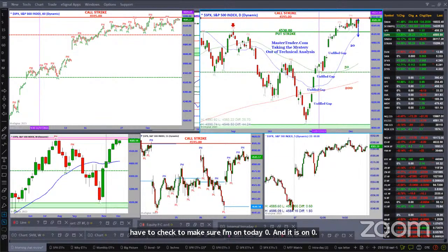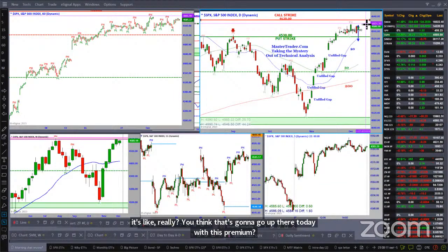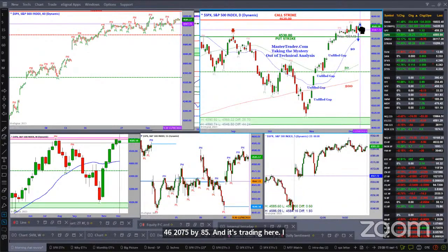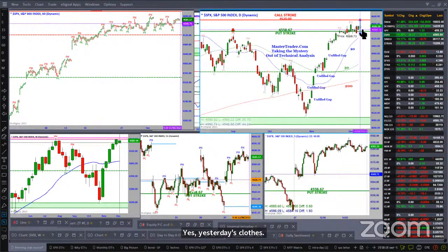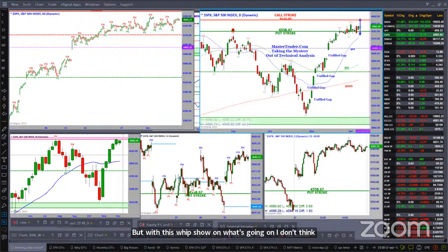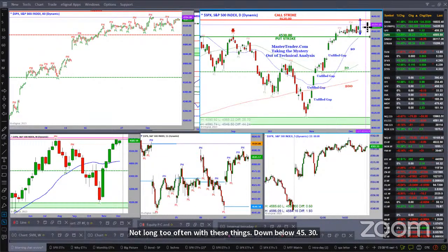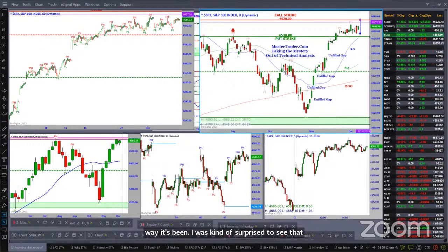Some little, probably the whipsaw, but they're bidding that up. And it's like, really? You think that's going to go up there today where there's premium, 46.20, 75 by 85, and it's trading here? I suppose that's within striking distance of yesterday's close. But with this whipsaw and what's going on, I don't think so. It certainly could be wrong. I'm not wrong too often with these things. Down below, 45.30. So not too far from where things are, and that's the way it's been. I was kind of surprised to see that, far above 4,600.